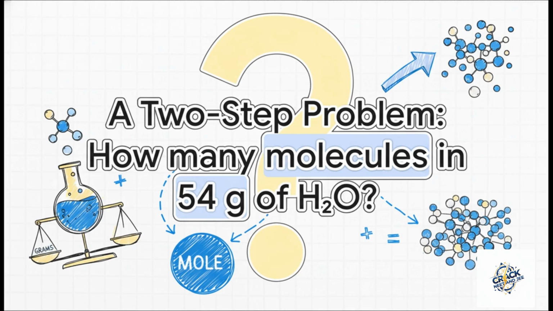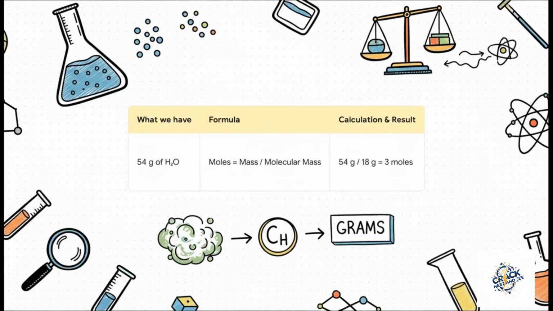This is where we need to use more than one tool from our toolbox. Okay, step 1. Before we can figure out the number of molecules, we first have to get to our central hub, which is moles. So we use our mass conversion tool. We take the mass we have, 54 grams, and divide it by the molecular mass of water, which we already figured out is 18, and that gives us 3 moles of water.